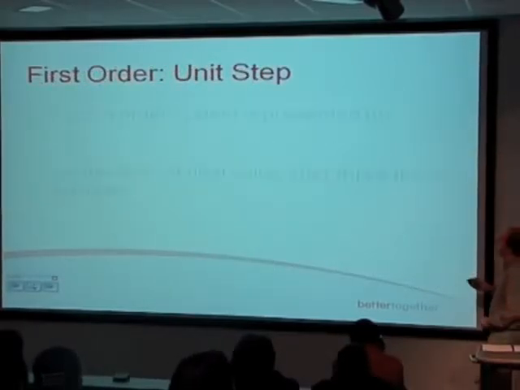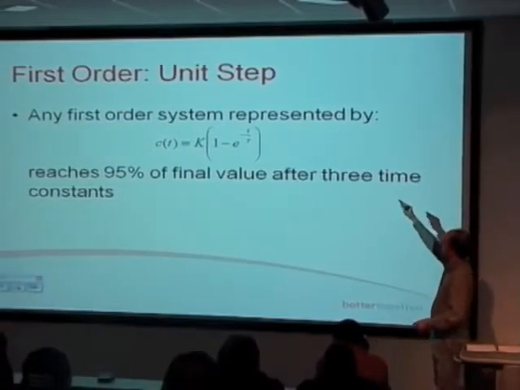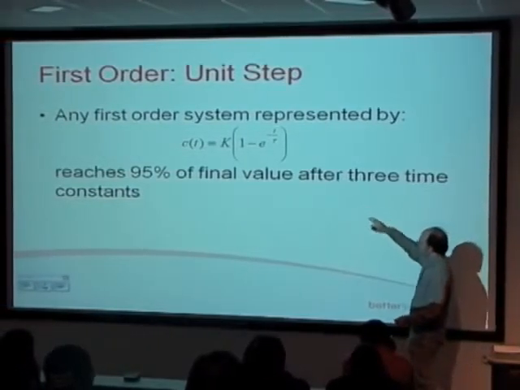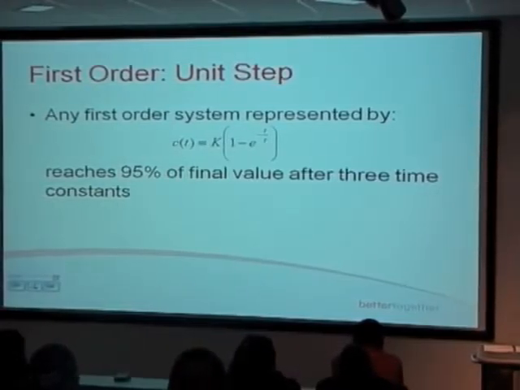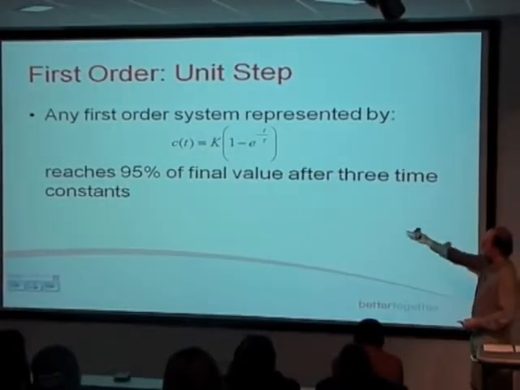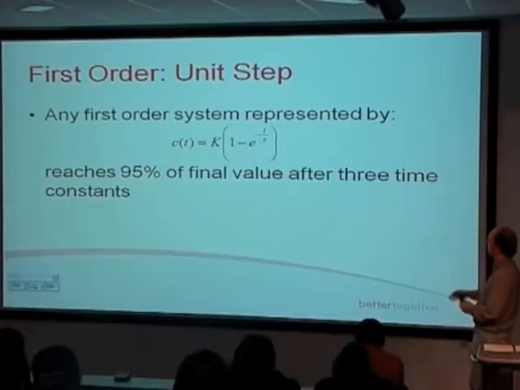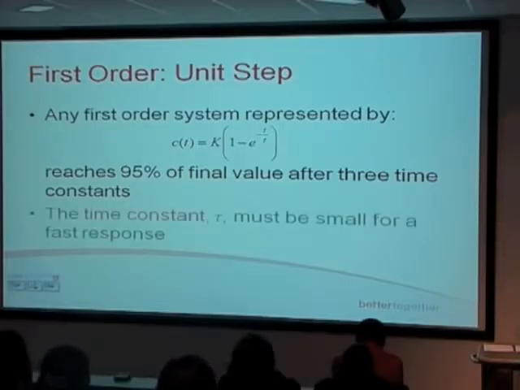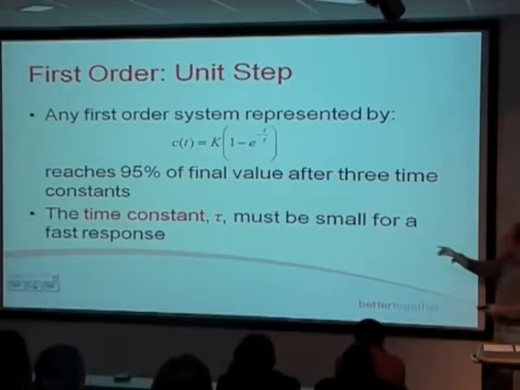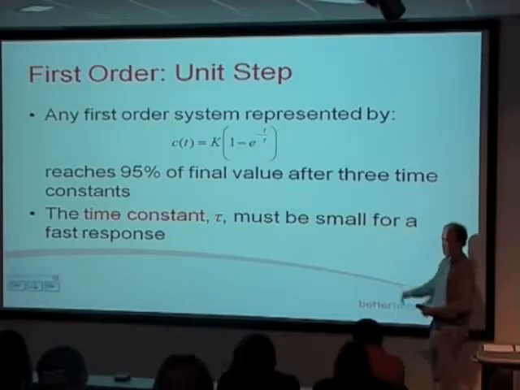Okay, well, what about... So, like I said, the unit step will always have this form: K times (1 minus e to the minus t upon tau). And like I said, it reaches 95% of the final value after 3 time constants. After 3 time constants, you'll be 95% of the way there. And the time constant, tau, must be small for a fast response, which makes sense.